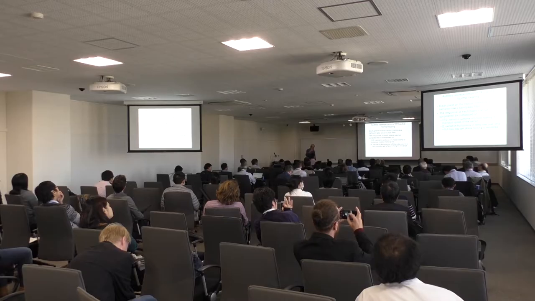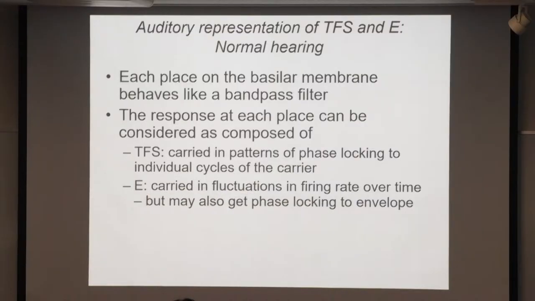You can think of the temporal fine structure as a kind of carrier, and its properties are represented in the fine details of the timing of nerve impulses. The nerve impulses tend to be phase-locked to the individual cycles of that carrier. Whereas the envelope is the slower fluctuations in overall amplitude over time, and that's represented in the auditory nerve in two ways. You get fluctuations in firing rate over time, so the firing rate is higher at a peak in the envelope than at a dip, but for fairly high envelope rates you can also get direct phase locking to the envelope, so you get one spike for each peak in the envelope, for example.